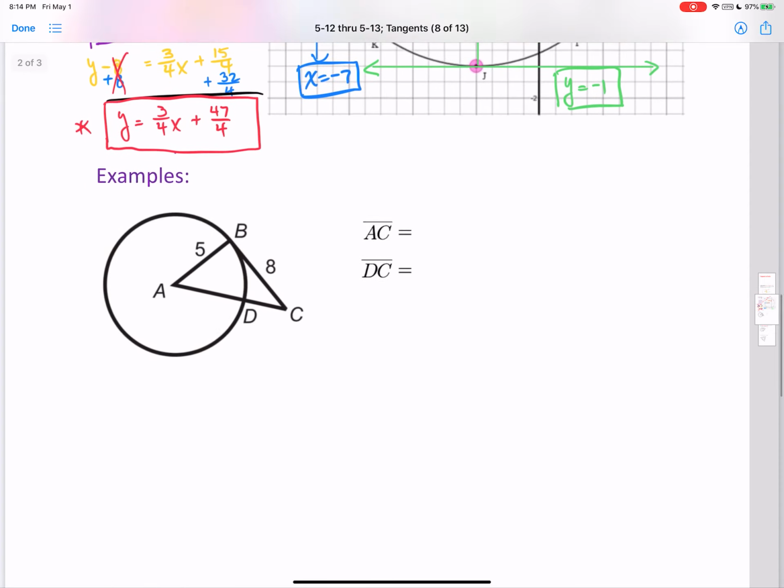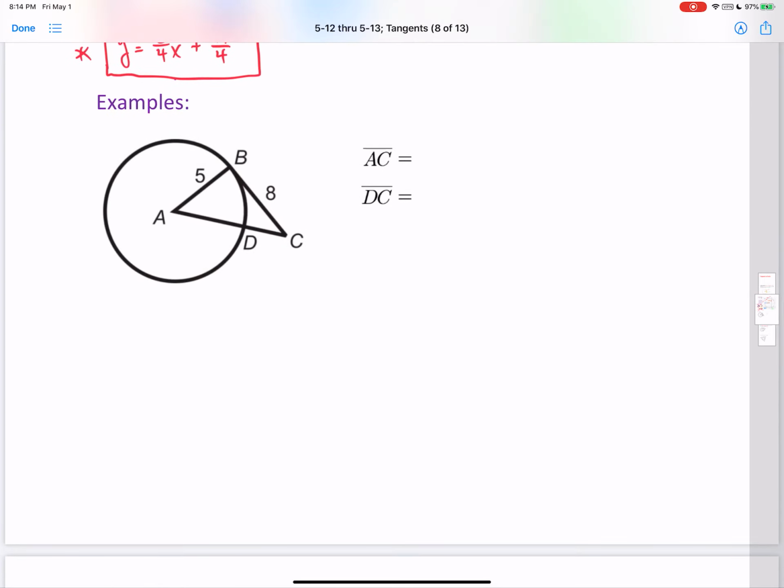So here we have a circle, and what we want to figure out is the length of AC and DC. Now, we probably should have stated that this is going to be a tangent line, and if it's a tangent line, we know that we have a right angle here. So BC is going to be tangent, where the point of tangency is going to be at point B. So BC, let's write that down. So BC is going to be tangent with circle A.